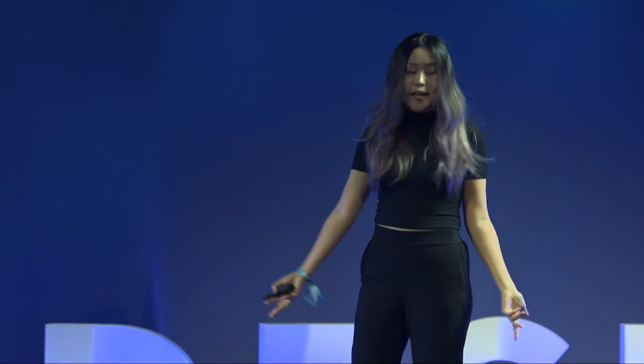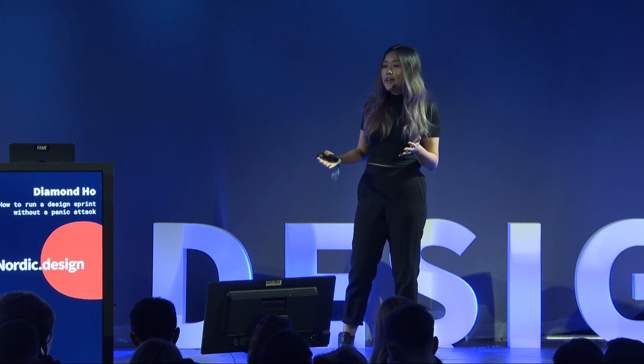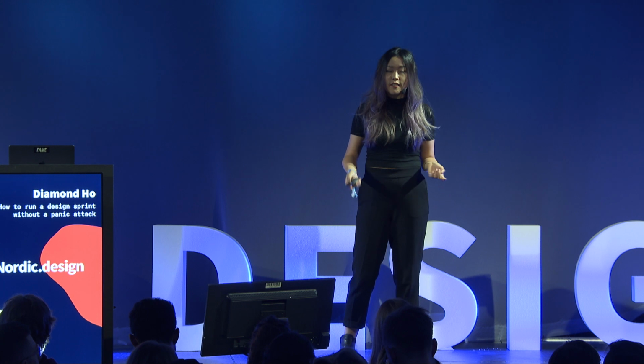And lastly, the plan. Where should you run the sprint? How long is the sprint? What about food and refreshments? I like to run a design sprint outside of the office, because if you run something on-site, guess what? People are going to go to their meetings, they have their projects. So I like to run a design sprint off-site, especially in a separate room, so they cannot take meeting calls. So they will be 100% focused. And when it comes to jumping into a creative process, it really helps to get out of your office space. And think about what your day-to-day looks like.